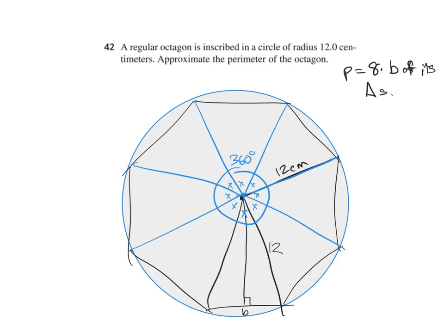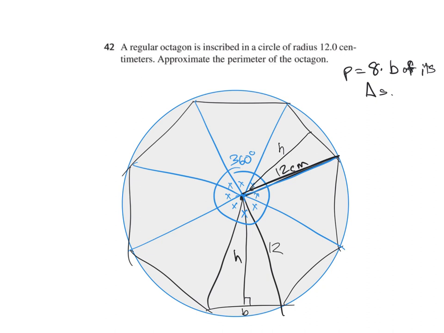Same thing that we're going to do here. Regular octagon is inscribed in a circle of radius 12 centimeters. So the radius is 12. That's not our base. That's the hypotenuse. That's not the height of the triangle. Okay, so we're just going to come back down to the base here and look at the bottom triangle. This is our h. Okay, it wants the perimeter of the octagon.